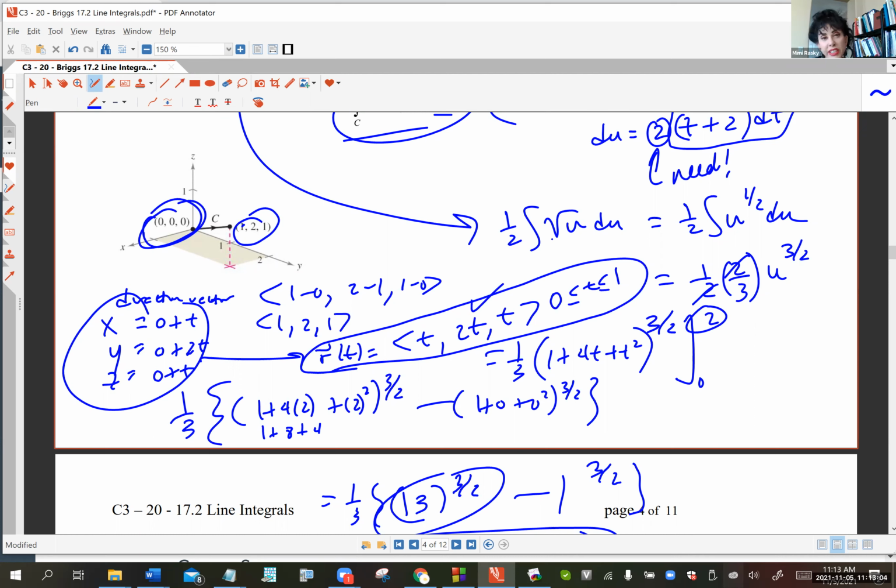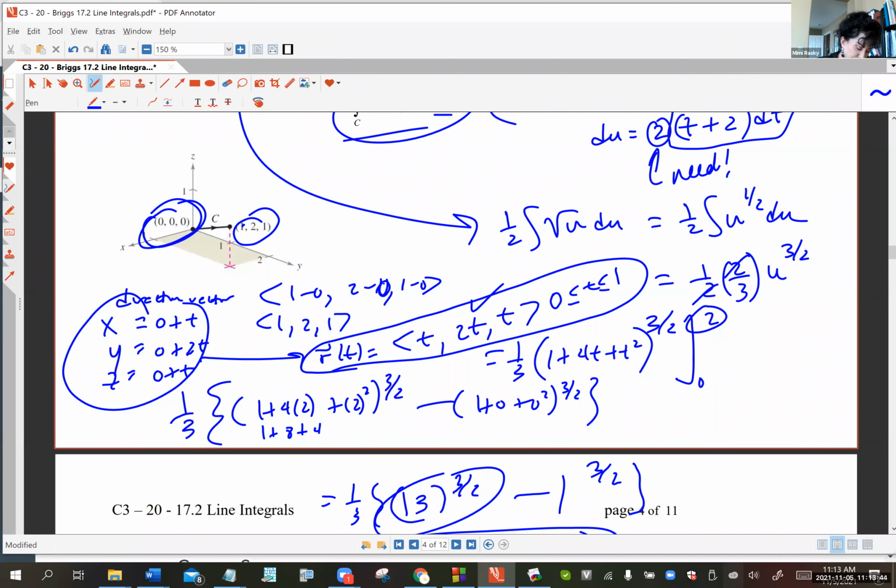Remember, parameterization is not unique. You may come up with an alternate parameterization for this little line segment, but it better not just be any numbers you pull out of the air. It has to start at 0, 0, 0 and stop at the point 1, 2, 1. And then it's okay.